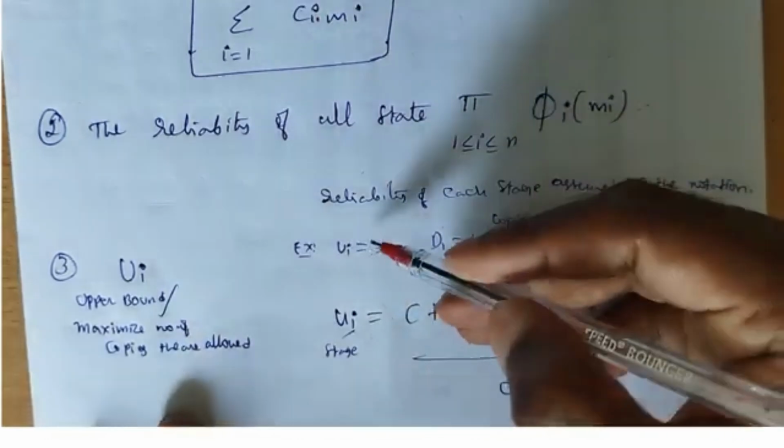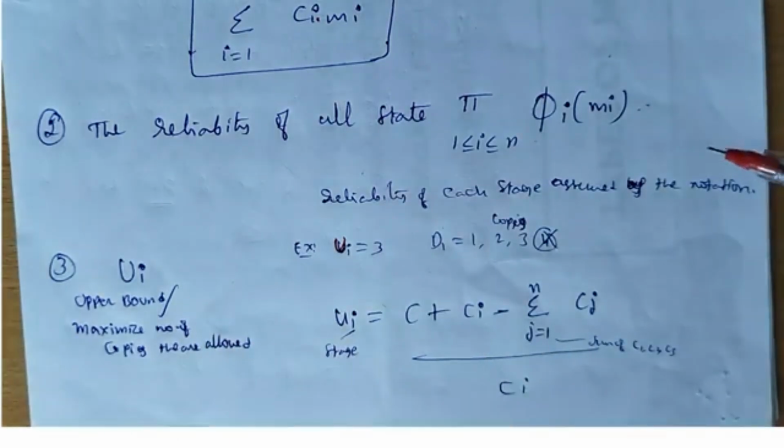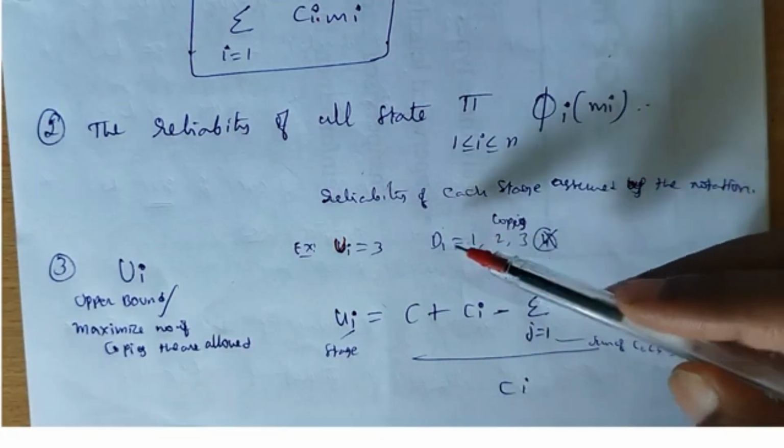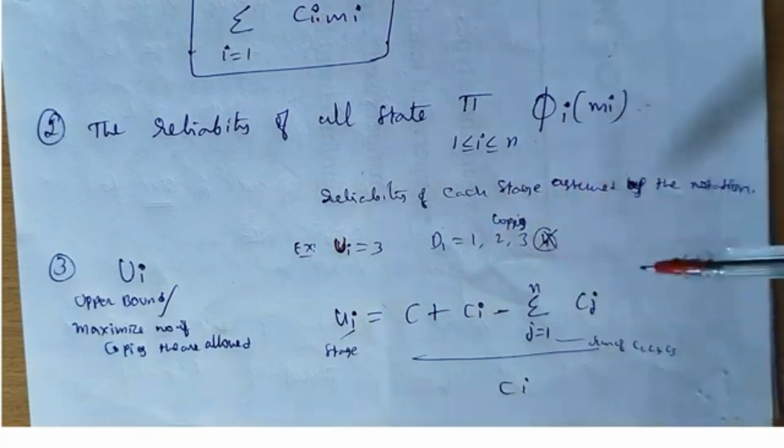For example, take the Ui value equal to 3. Then how many devices do we have? Ui equals 3 means D1, D2, D3, 3 copies. And what about a fourth one? It is not allowed.